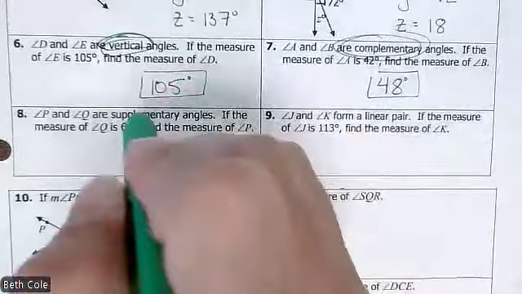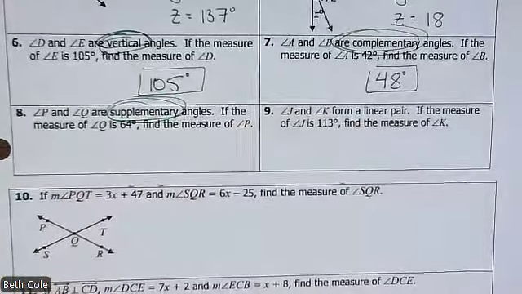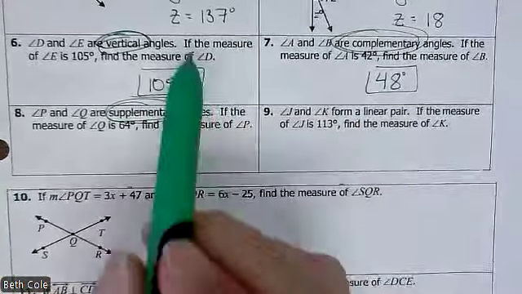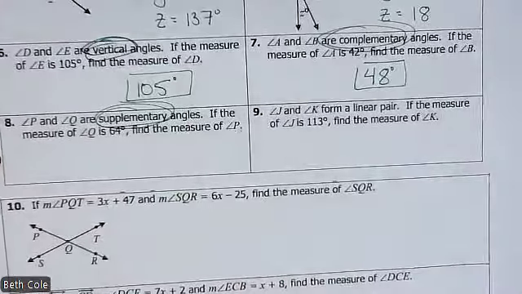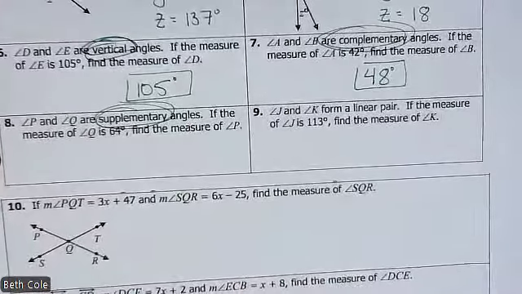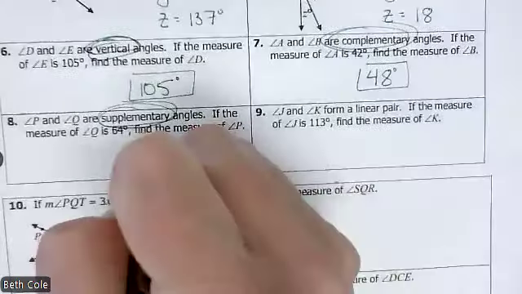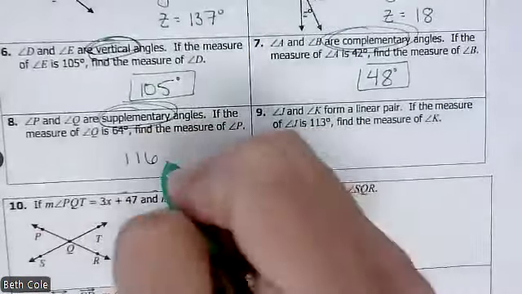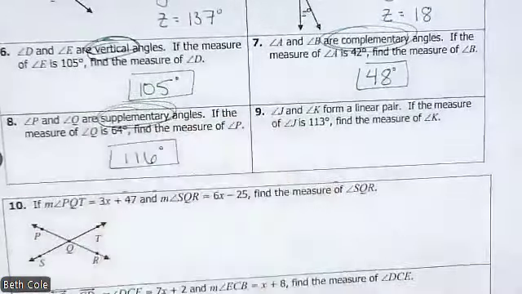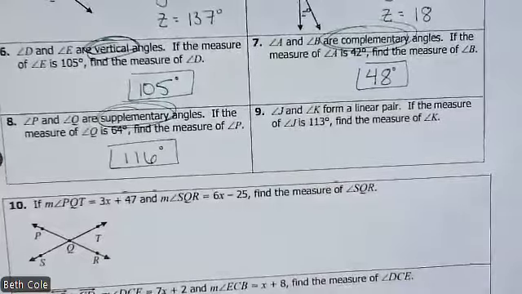This one says P and Q are supplementary. That means they add up to 180. So if Q is 64, find P. Well, if we do 180 minus 64, close. It's 116. You just didn't subtract the tens place there.